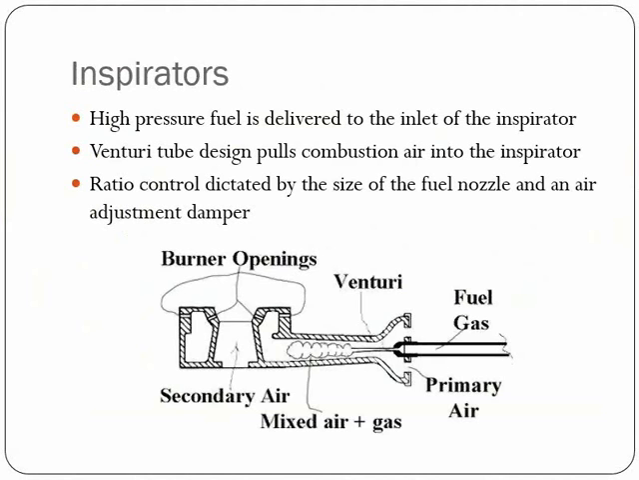ratio within the burner. The diagram here shows a cutaway view of a Venturi tube, and we see that the cloud of gas that is jetted in at a high velocity slows down as the primary air is inspirated around it.